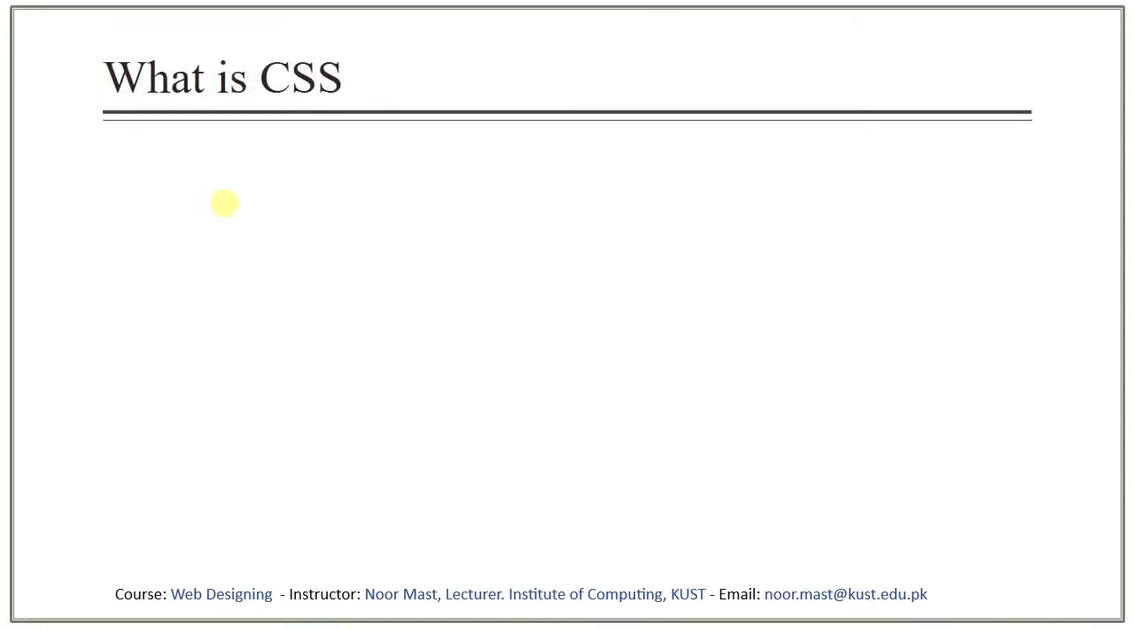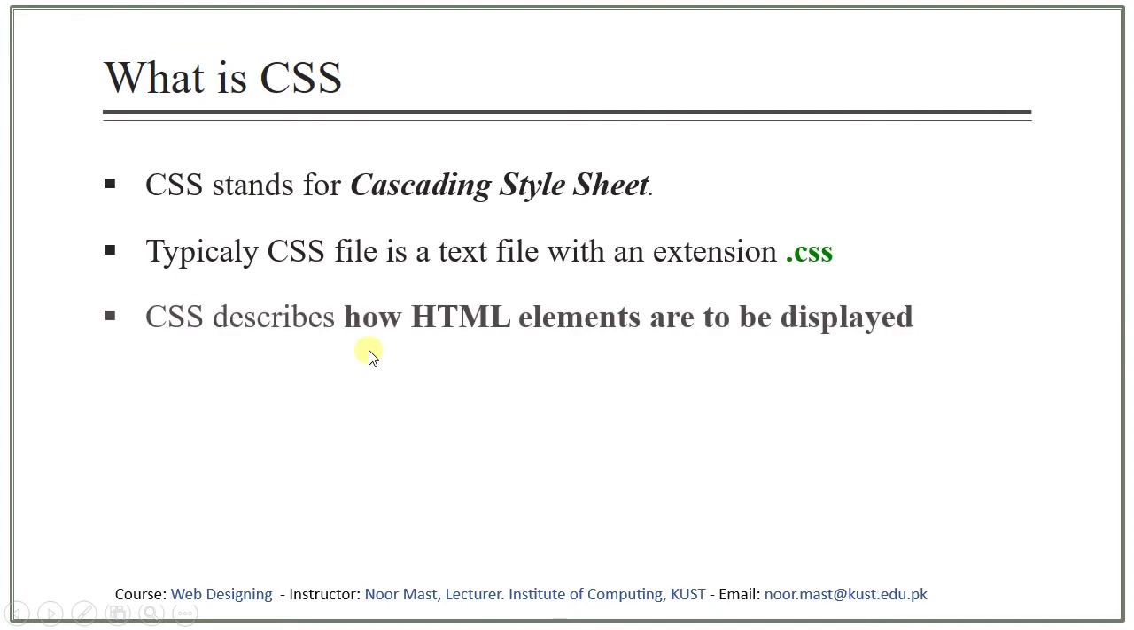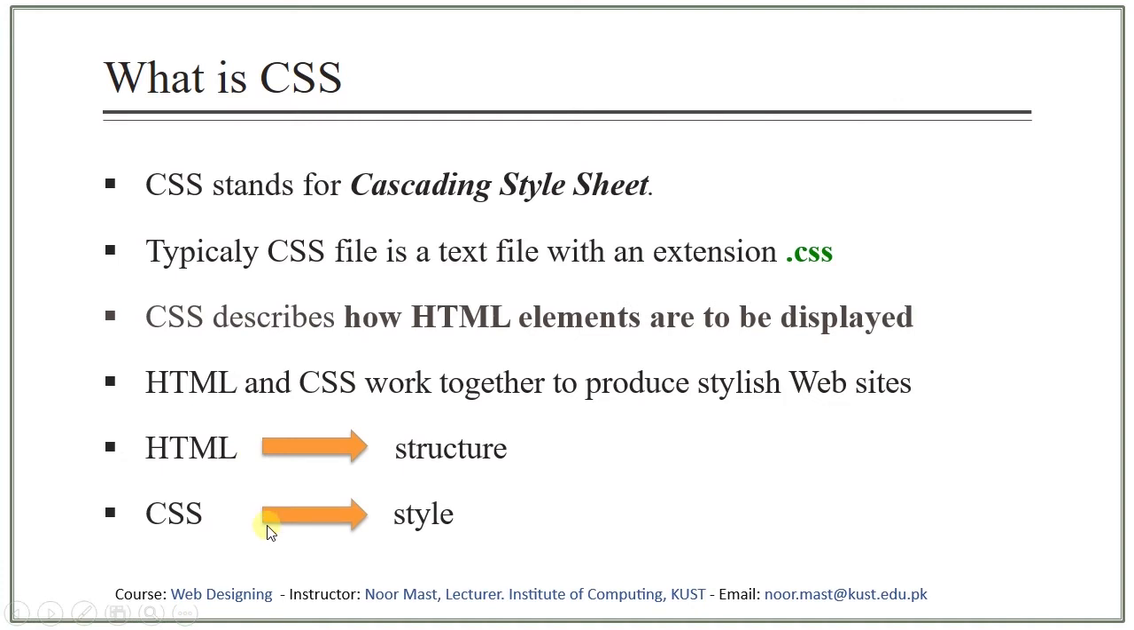What is CSS? CSS stands for Cascading Style Sheet. Typically, a CSS file is a text file with an extension .css and contains a series of commands or rules. These rules tell the HTML how to display. HTML and CSS work together to produce stylish websites, where HTML is used to define the structure of the page and CSS is used to give styles to the elements of the page.